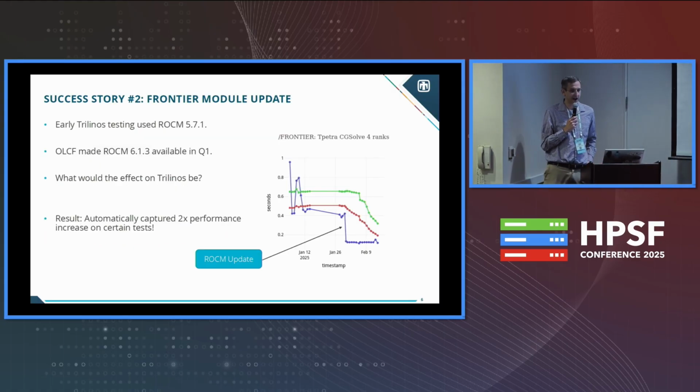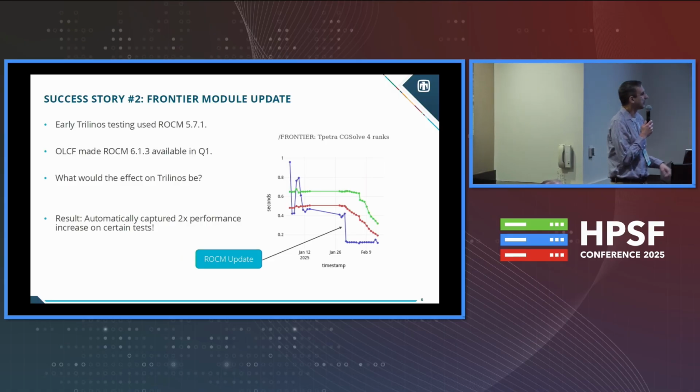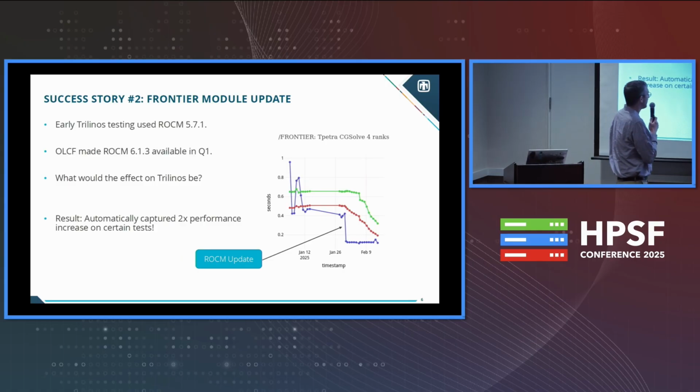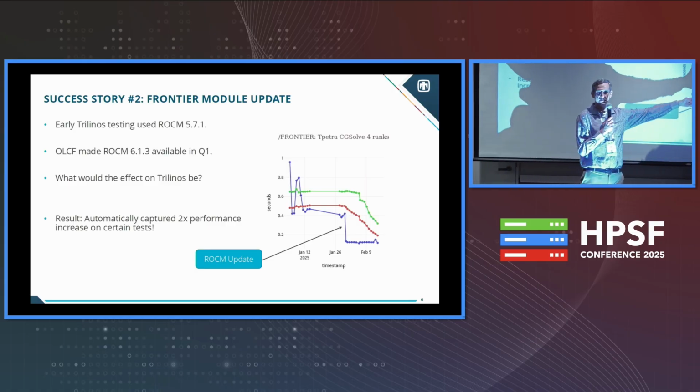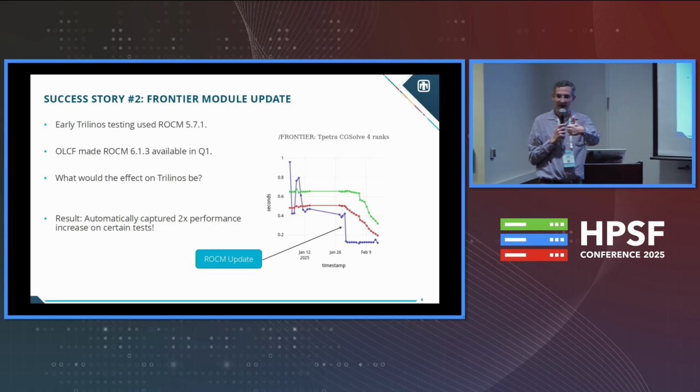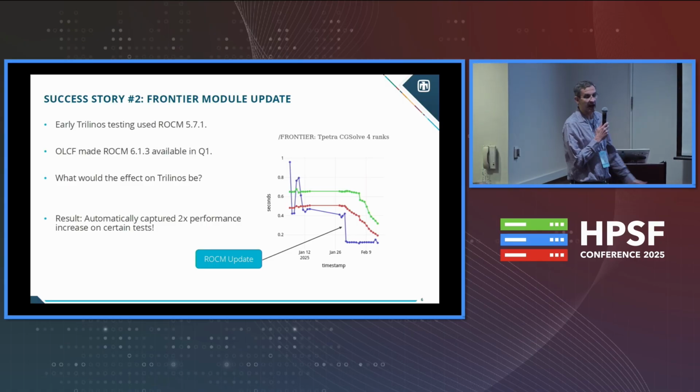One of the other success stories we have, and this is one of those capturing what you would hope to see sort of things, is Frontier. So we started with ROCm 5.7.1, and then OLCF made a newer ROCm available, 6.1.3. It took us a while to get around to updating it, but we did, and this is a CG solve, and that's what happened. We sped up Trilinos by a factor of 2 moving to the newer version of ROCm. So good job, AMD, improving your stack. We're able to capture those sorts of effects that library changes have on Trilinos. And as we update, we'll have that data and we can share it with our stakeholders and applications.